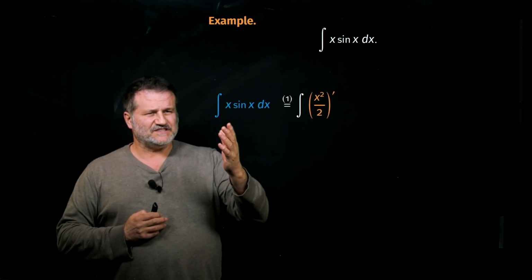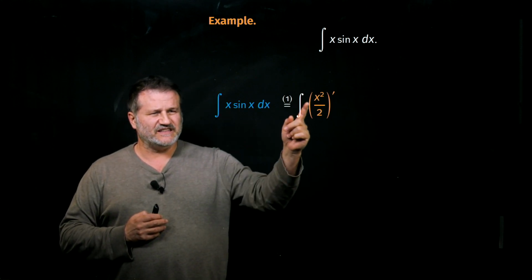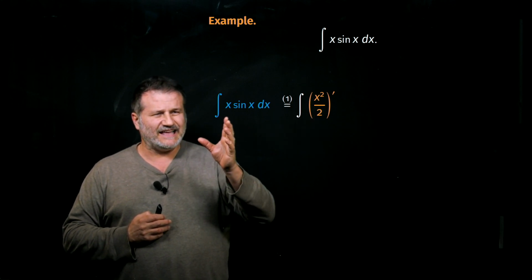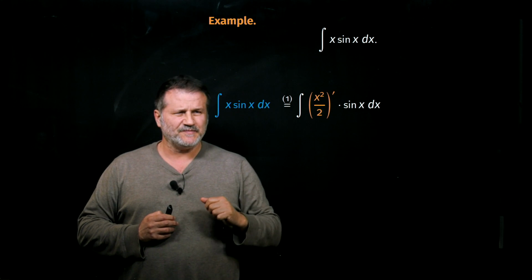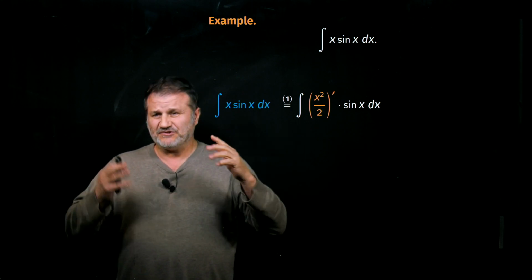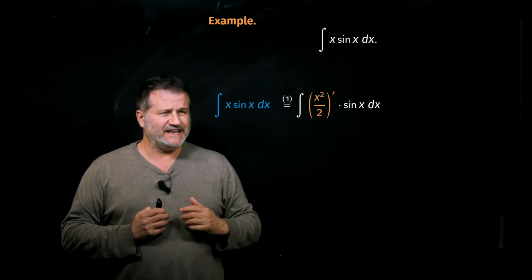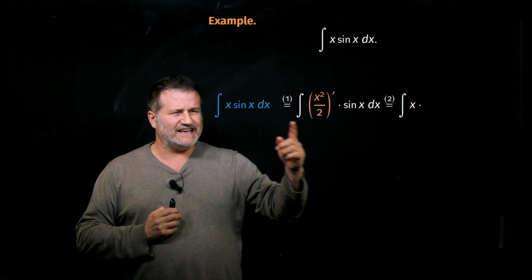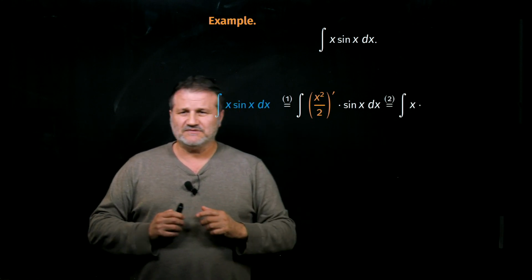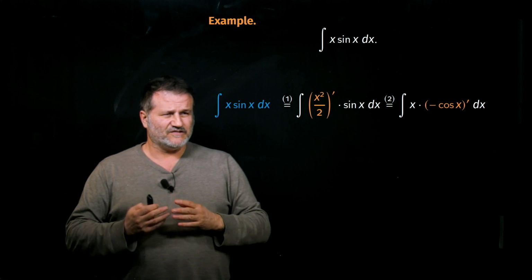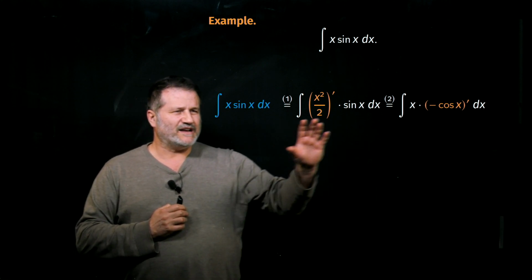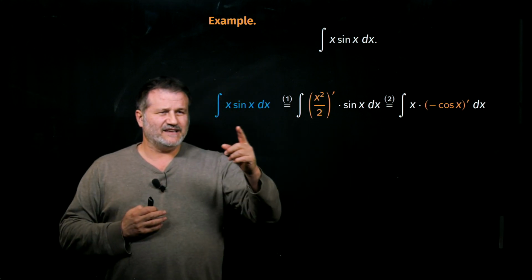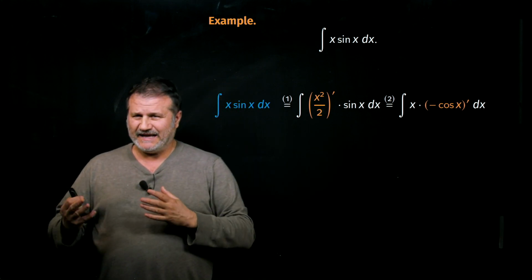So in the first case, we can see x as the derivative of x squared over 2. So we write x sine x as the derivative of x squared over 2 times sine x. Or we can see sine x as the derivative of minus cosine x, and therefore we write x sine x as x times minus the derivative of cosine x, or the derivative of minus cosine x. Now, which one of these two ways to write this product is better?